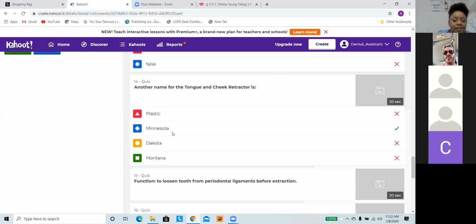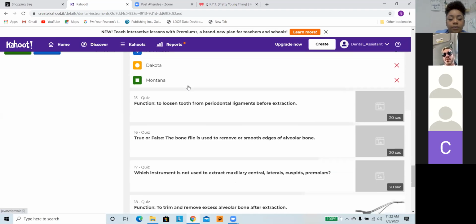Oh, a Minnesota. That's weird. It's just another name that your doctor may use when we are using a tongue or cheek retractor. Some of your doctors may call it a hockey stick because it's shaped like a hockey stick. I will post a video on exactly what a tongue and cheek retractor is. I know some of us may know, but some may not.